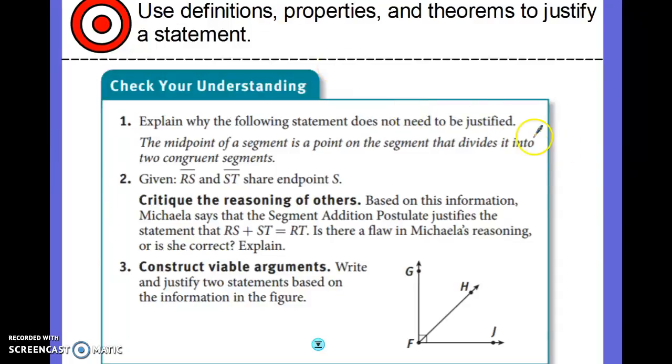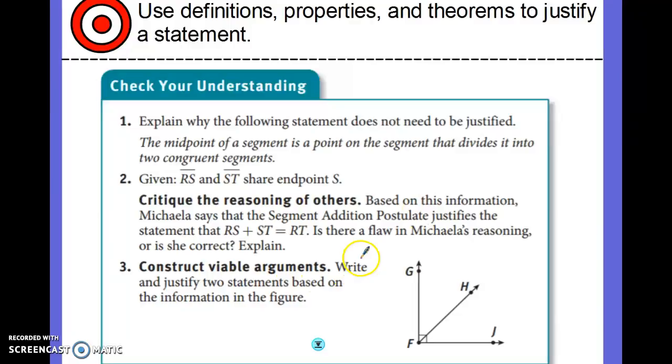I want to give you one scenario here, though. What if her segments actually meet at an angle like this? So this is RS, this is R, this is S, and this is T. So then would the segment addition postulate work? Yeah. Okay. So that's the one flaw with her reasoning. Otherwise, she's doing great because this is a statement that is justified by the segment addition postulate.